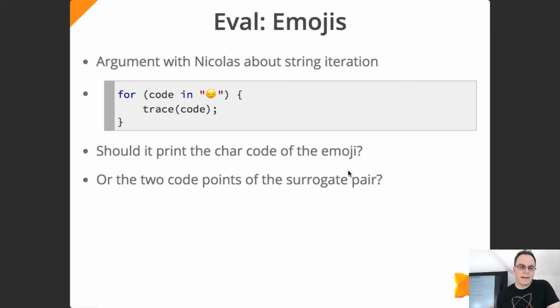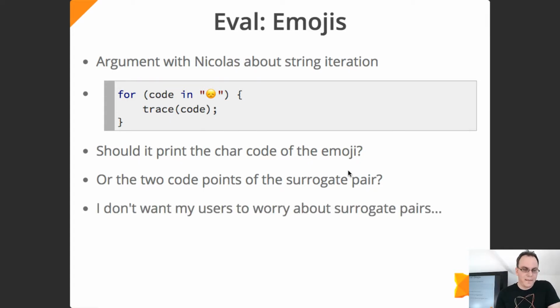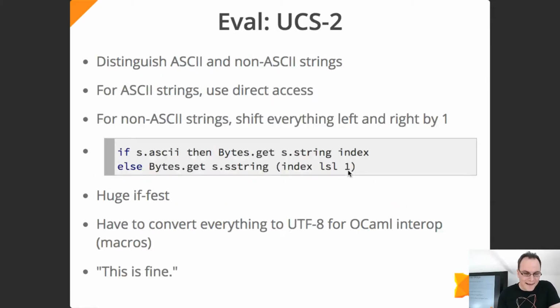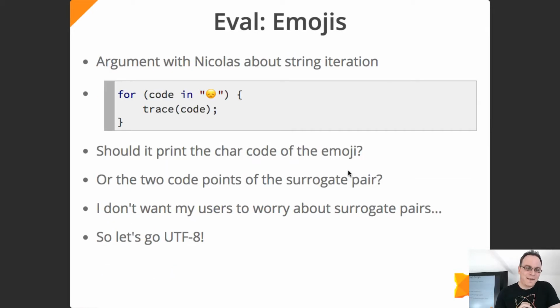I don't want my users to worry about surrogate pairs at all, because I don't see why they should. It's basically an implementation detail that surfaces here. I know we still have the problem in some targets, we can't do anything about it, but on my own target I figured this shouldn't be necessary. So let's go UTF-8. And again, all this didn't bother me, but this was enough to make me go, let's just use UTF-8 instead of UCS2.